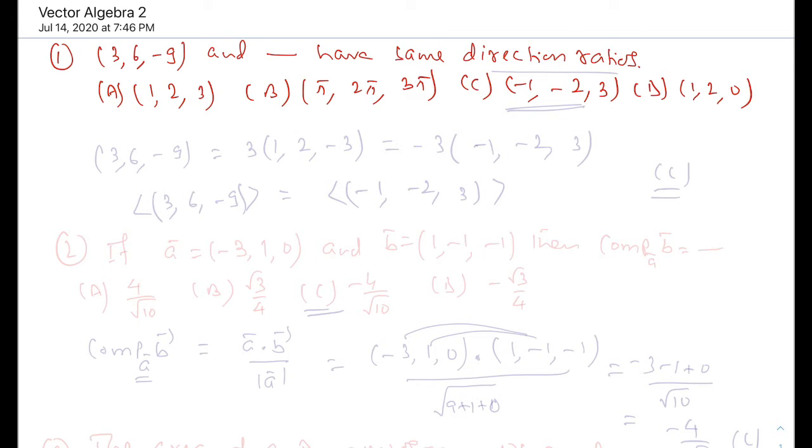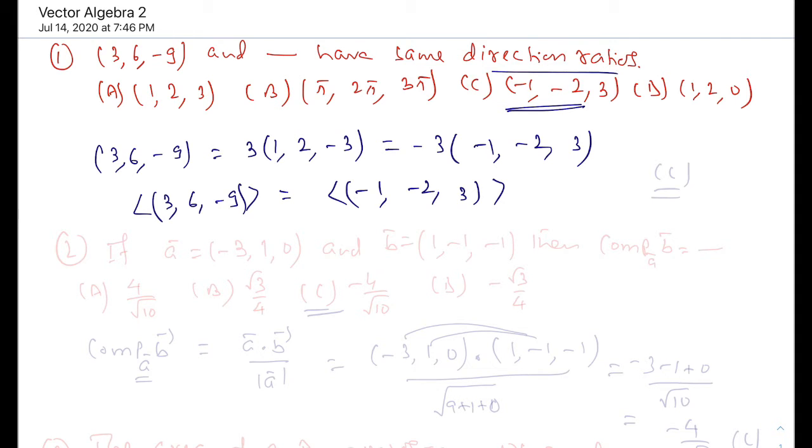So this is not difficult. You can find it just by looking at the vector 3, 6, minus 9, and we can take 3 outside. So it is 1, 2, minus 3. Or you can take the direction of 3, 6, minus 9 and again take minus 3 outside. So this is minus 1, minus 2 and 3. So these have the same direction ratio. So the answer is C.